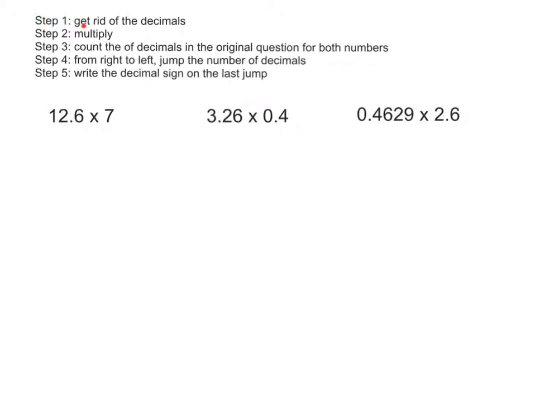So step 1 says get rid of the decimals. So we'll do that. So 12.6 becomes 126 multiplied by 7. So there is no decimal for 7, so we just write down the number 7. Step 2 is multiply. So we go ahead and we multiply these numbers. So 7 multiplied by 6 is 42.